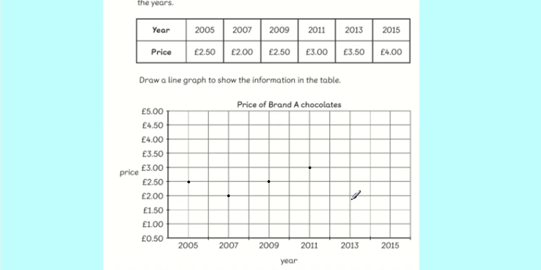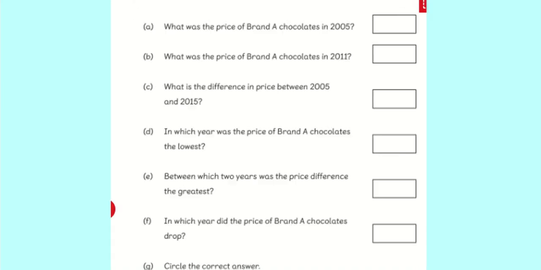2013, £3.50, and 2015, £4. Okay, now I've done that, I get my ruler, which I don't have, you have, and I join the points with a straight line. My line is not very straight at all. Yours will be a lot better. Okay, there we go. Now let's answer those questions then.